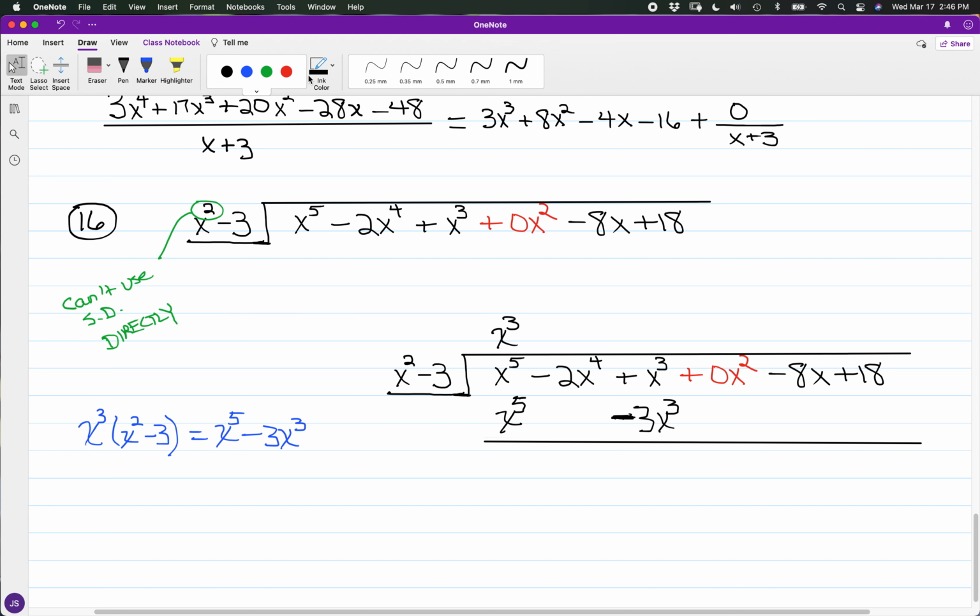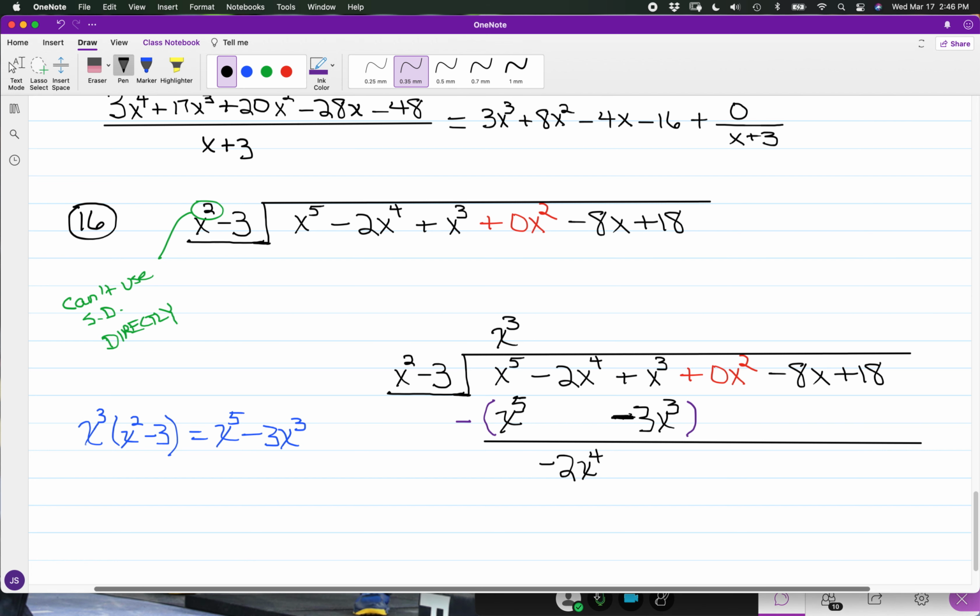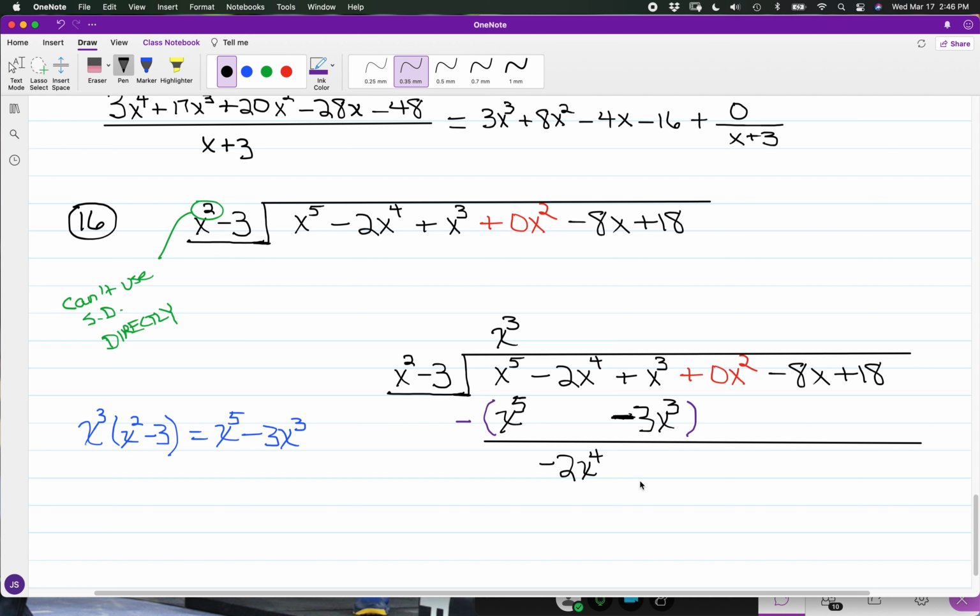So now we're re-entering the subtraction and the long division process. You have x to the 5th minus x to the 5th, so this will go out. Negative 2x to the 4th doesn't have any like term directly underneath it, so I can just move this on down. Then we have x cubed minus negative 3x cubed, so this is x cubed plus 3x cubed, which makes 4x cubed.